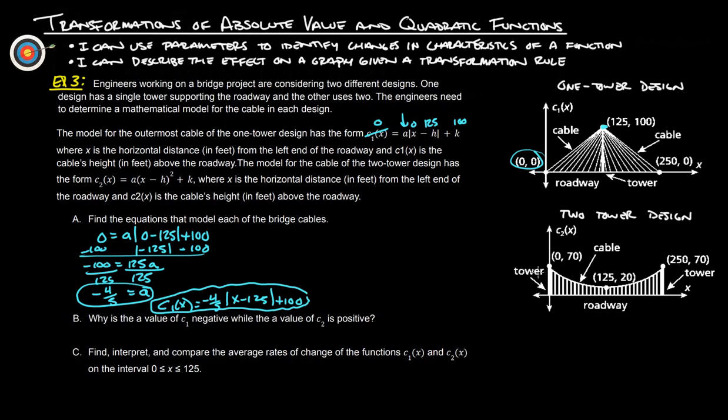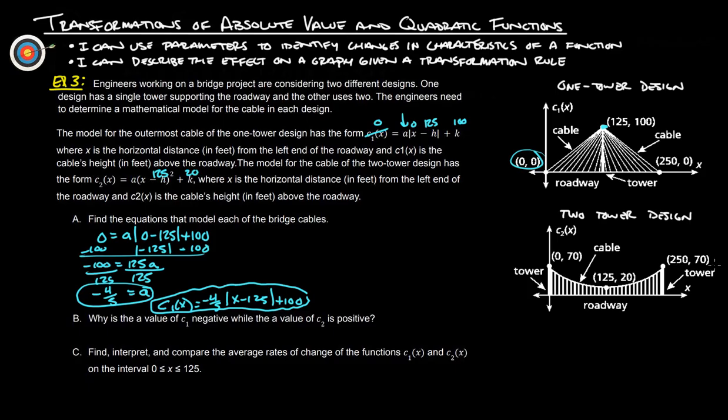Now let's do the same type of idea with this one here. Okay, so the h is how far to the right or left it's gone, and k is how far up and down it's gone. So let's take a look at that. So we know it's gone over 125 and up 20. So this is going to be 125, and that's going to be 20. And then we've got these two.